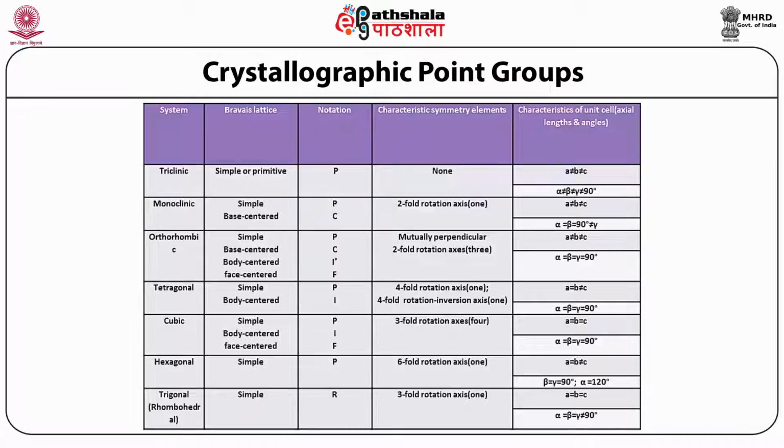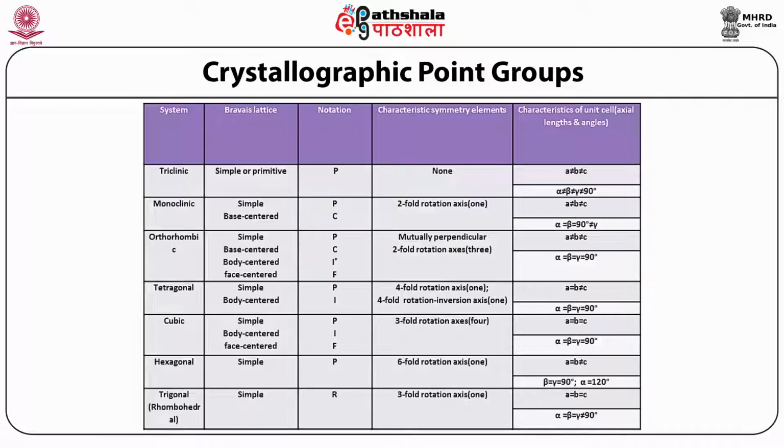It has 4 Bravais lattices: simple, base-centered, body-centered and face-centered. The simple Bravais lattice is represented by the notation capital P. The base-centered has the notation capital C. The body-centered is represented by the notation capital I. The face-centered has the notation capital F. The characteristic symmetry elements are mutually perpendicular two-fold rotation axes, 3.